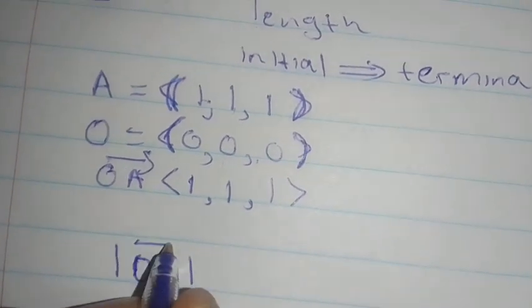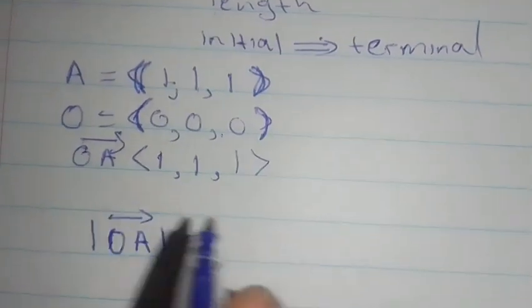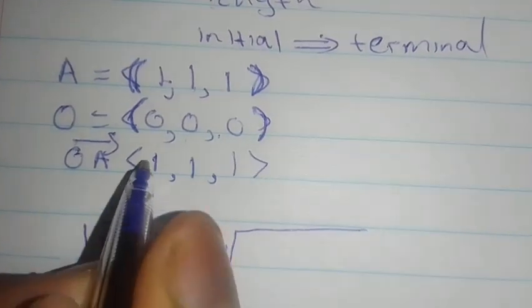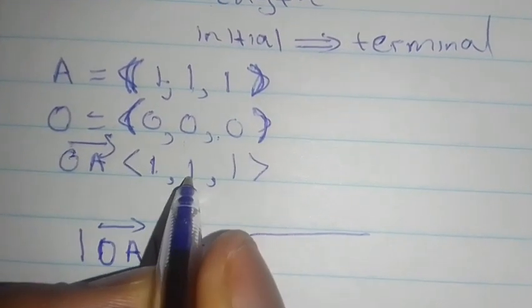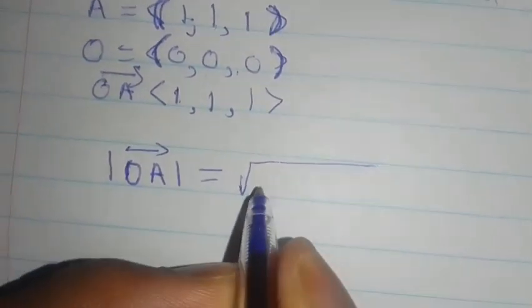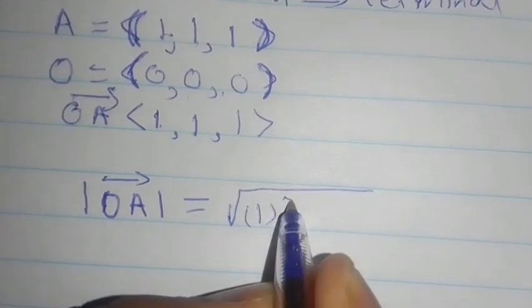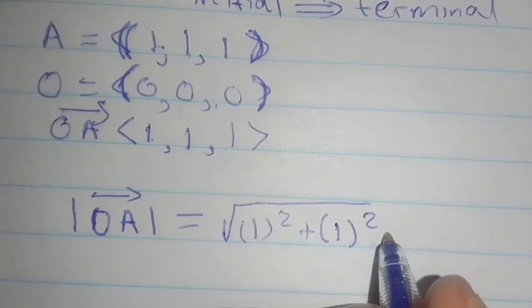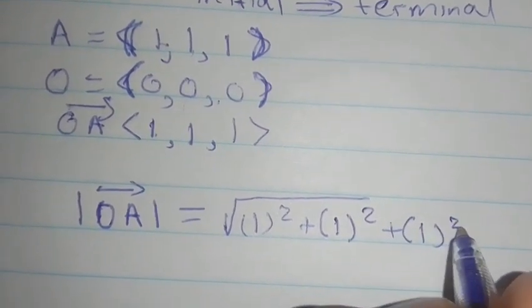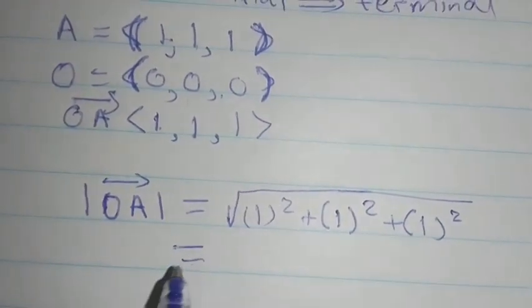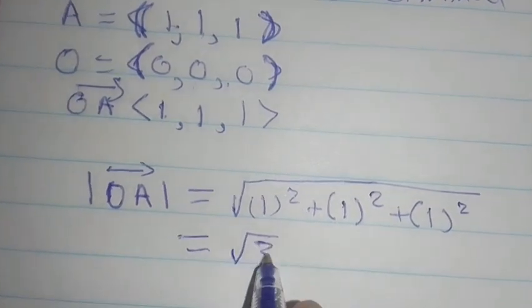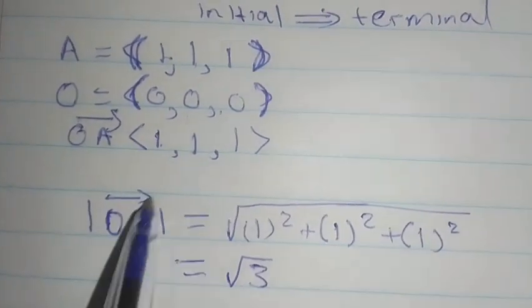When you're looking for the length of a vector, you're just going to take the square root and square the components, the x component, the y component, and the z component. So you're going to have 1 squared for x, 1 squared for y, and 1 squared for z. When you sum all that up, you end up with root 3. That will be the length of this vector.